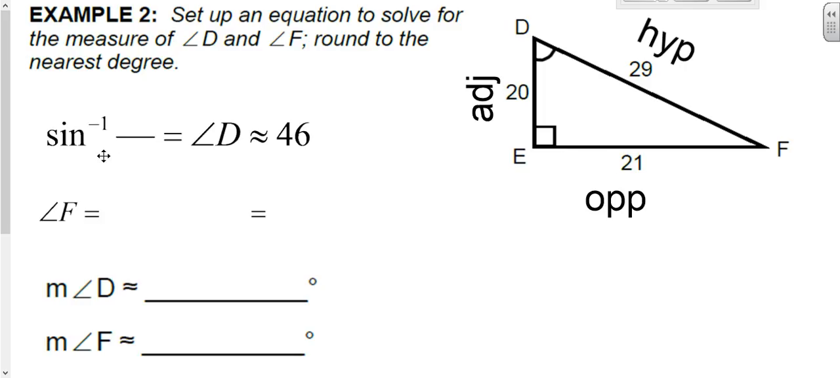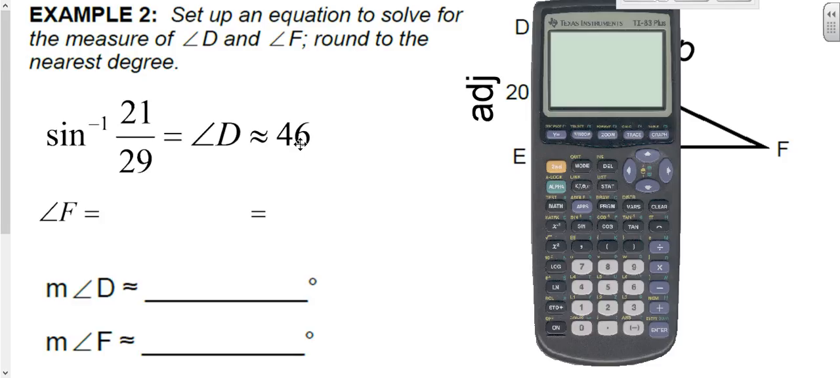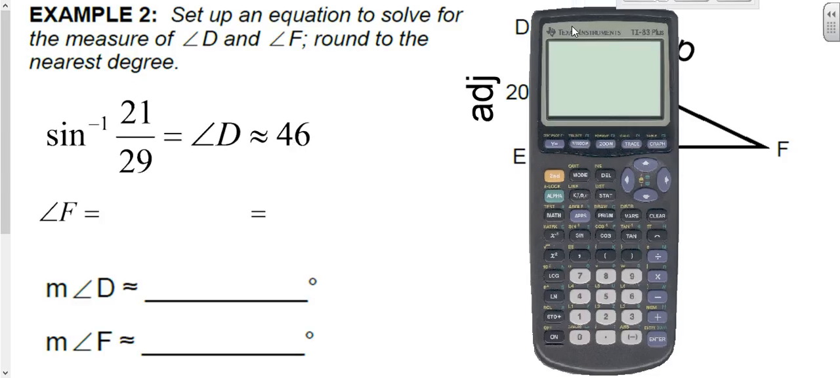I chose inverse sine. So to set it up for inverse sine, I need the side opposite, which is 21, over the hypotenuse, because sine is opposite over hypotenuse, which is 29. If I input this ratio of sides into the inverse function using the calculator, I'm going to get the measure of that angle. It says it's a 46. Round to the nearest degree, so we're not rounding to the tenths.